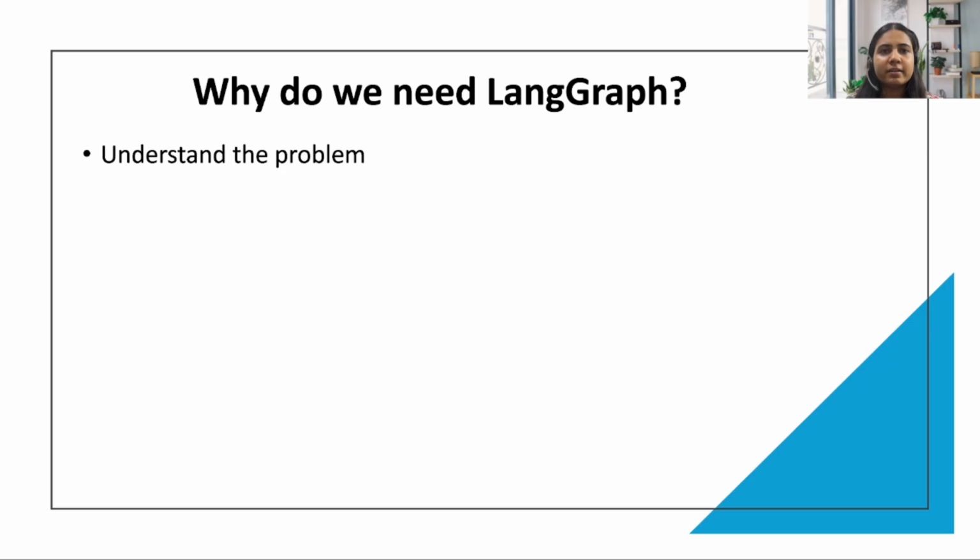Why do we need LangGraph? Before understanding LangGraph, let's first understand the problem it is trying to solve. LangChain follows a straight line execution model. Each step receives the output from the previous step and passes it to the next step. So one step at a time, we get the output from one step and pass it to another step.